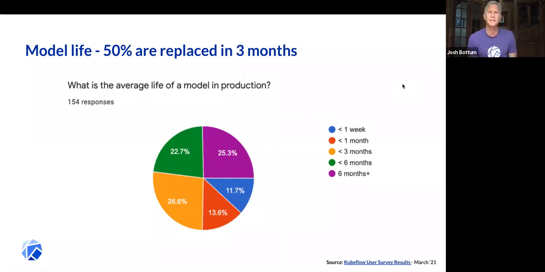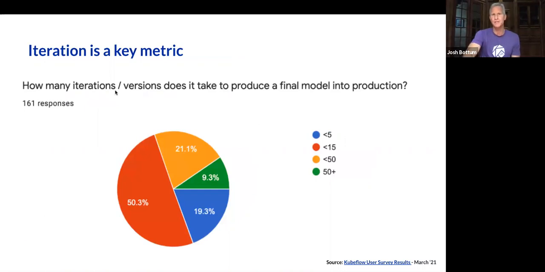From a key performance indicator standpoint, what I thought was interesting from user feedback is that model life is often fairly short, around 3 months. You look at 11% under a week, 13% under a month, and 26% under 3 months. So you could say most models are being replaced within 90 days. And that iteration is also key, because 50% of the models take less than 15 iterations to produce.